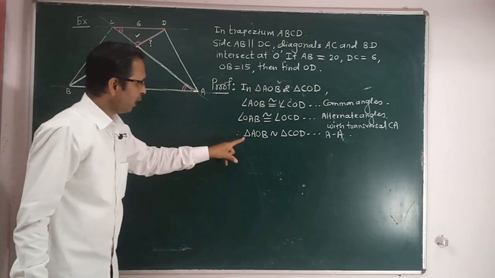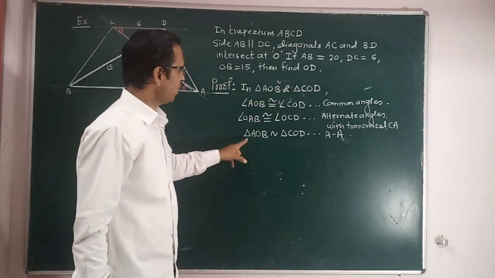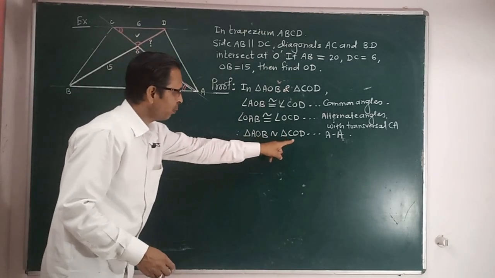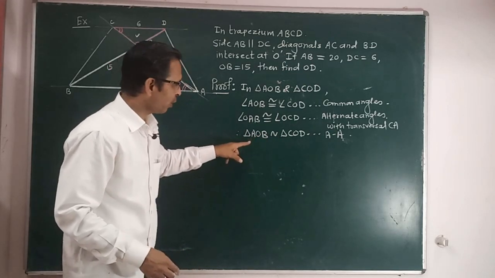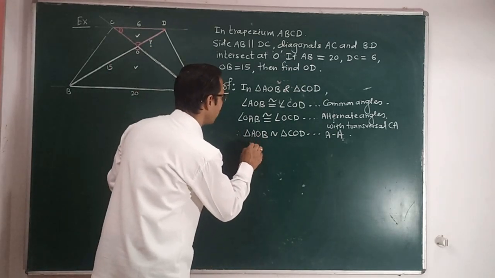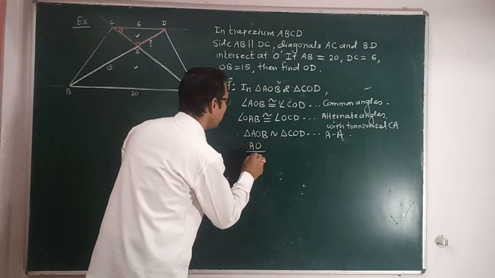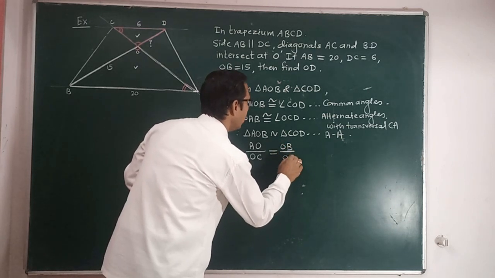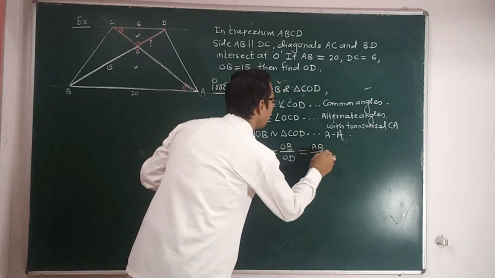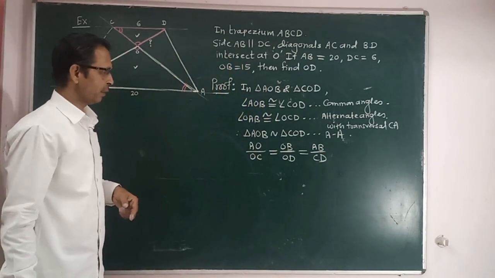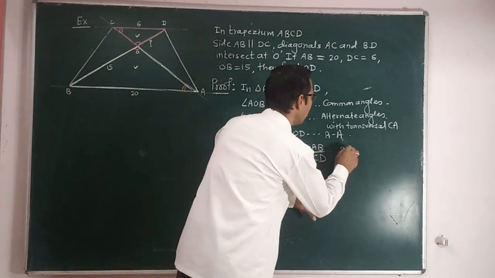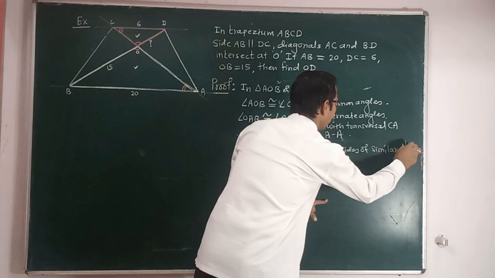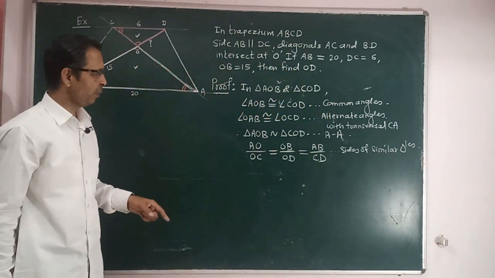Yes, and when the two triangles are similar, the sides are in proportion. Then write the sides in proportion. We write the names of the triangles with one-to-one correspondence, and that's why we write directly the proportion of the sides, that is AO upon CO is equal to OB upon OD is equal to AB upon CD. Write like this. Why do we write this? Because these are the sides of similar triangles.